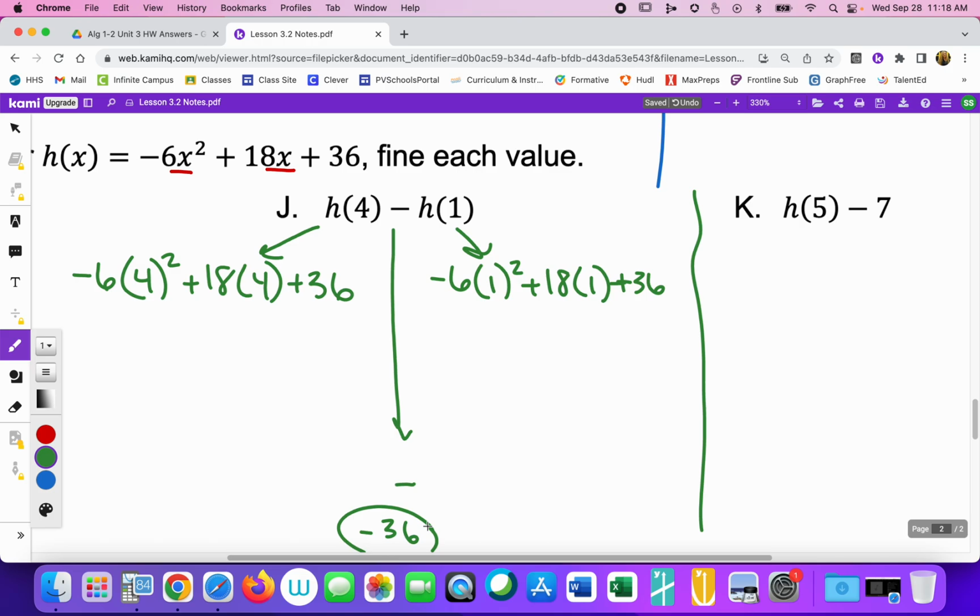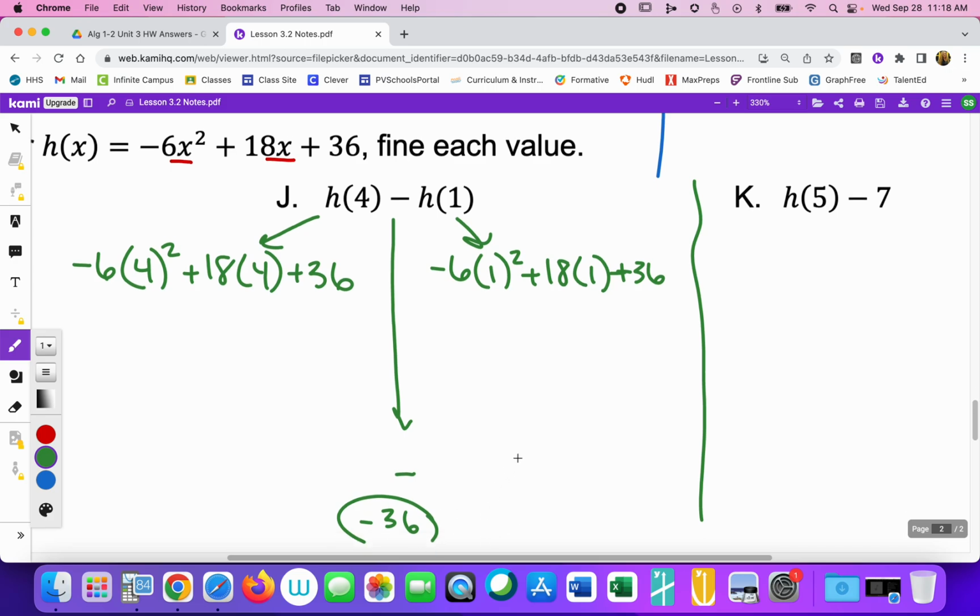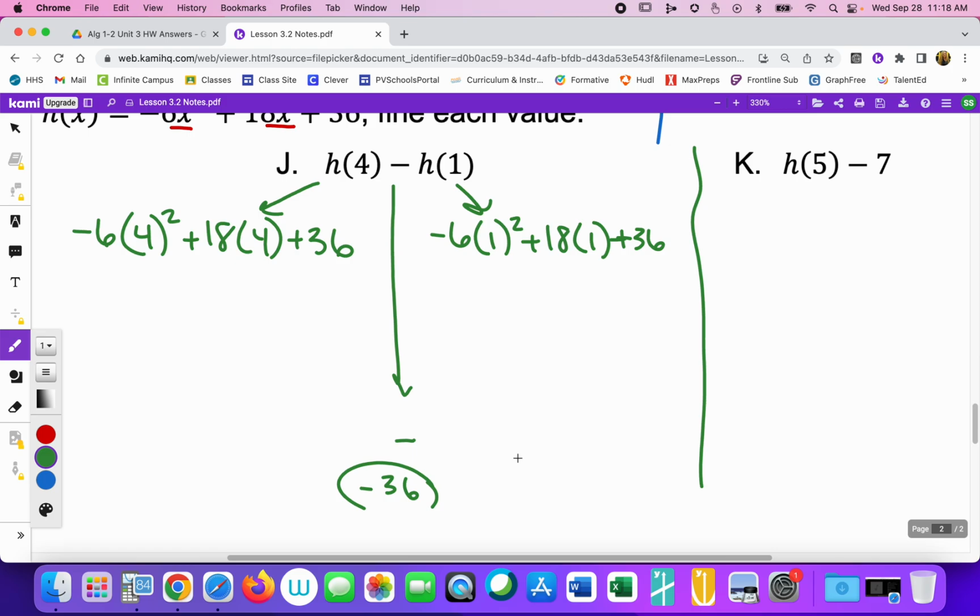Okay, so if you're not getting to negative 36 after subtracting the two results, we'll try and find the error. If you get to negative 36 and want to work ahead, you can try K.